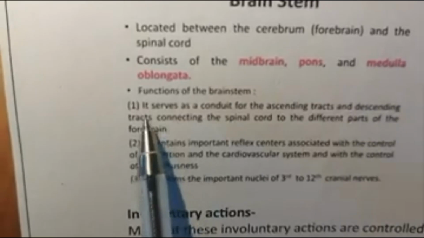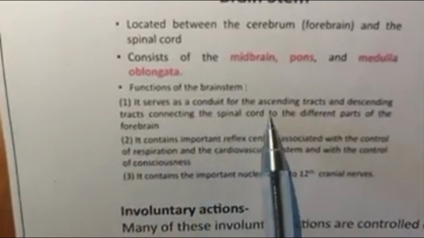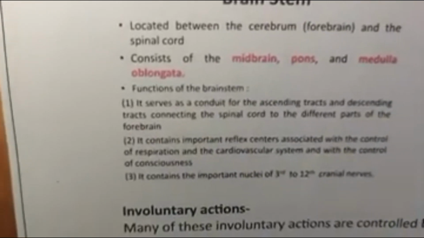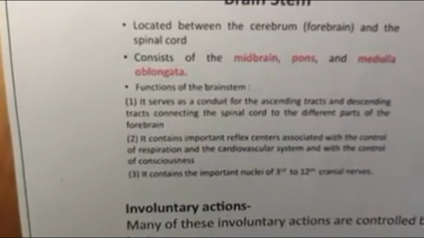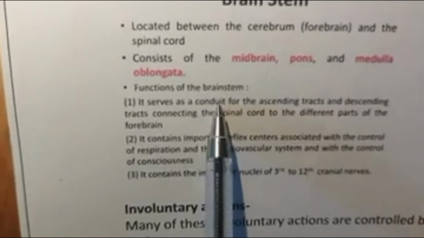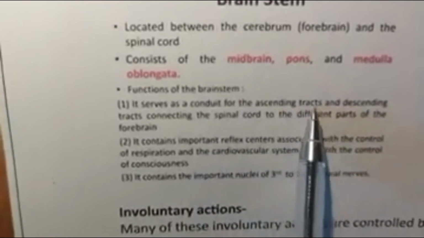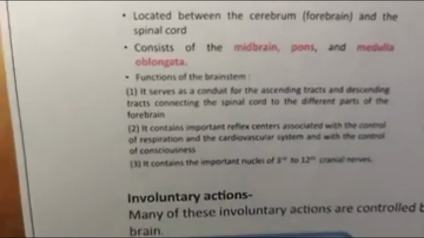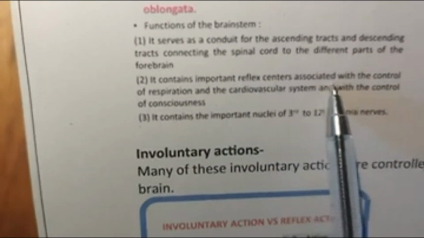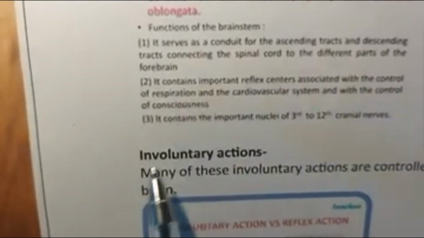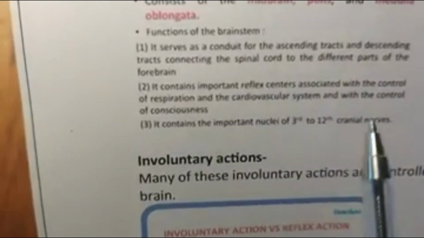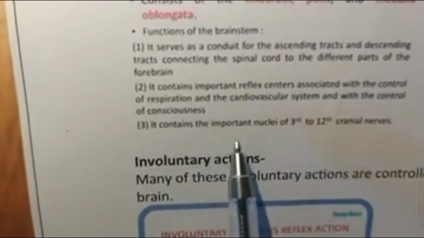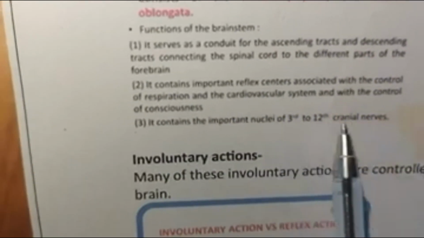The functions of the brainstem we have seen: it serves as a conduit for ascending nerve tracts and descending nerve tracts that connect the spinal cord to the other parts of the forebrain. So it lies between the forebrain and the spinal cord, acting as a pathway between them. It contains important reflex centers that control breathing, cardiovascular system, temperature, and control of consciousness. And it contains the important nuclei of the cranial nerves.